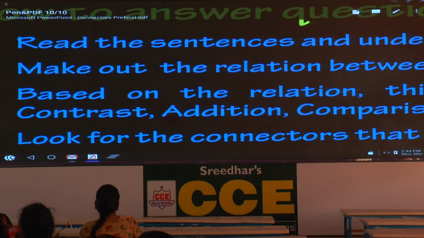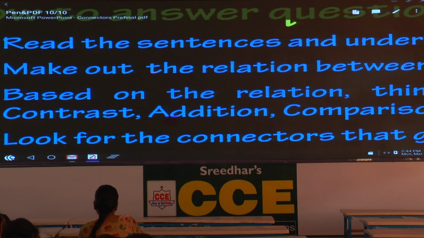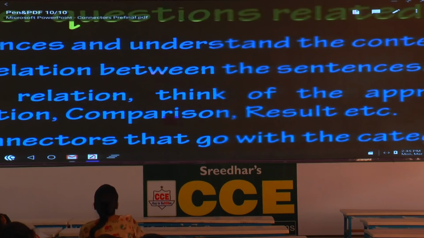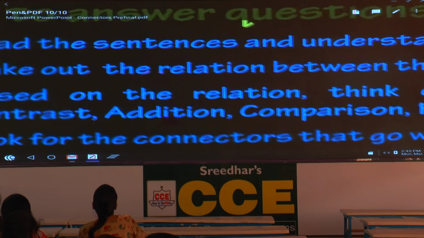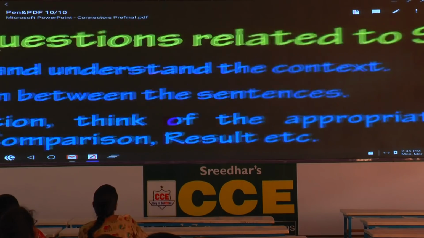Read the sentences. First, read the sentences and understand the context. Please underline the word context. Contextual awareness is very important. A lot of students, I feel, don't have this particular awareness. What is it? Contextual awareness. Due to lack of reading, very simple. So what is the first step? Read the two sentences, understand the context.